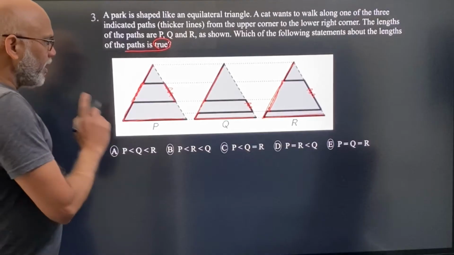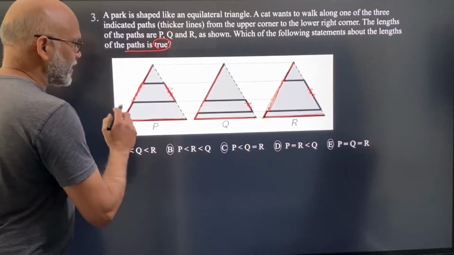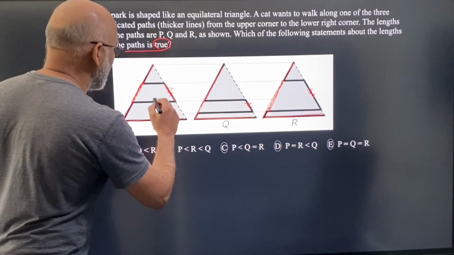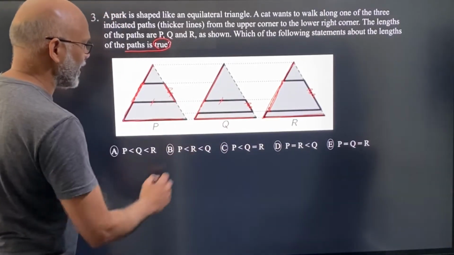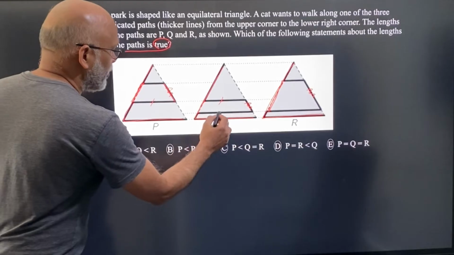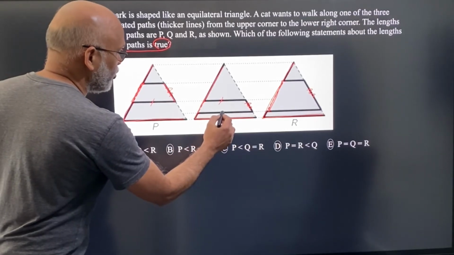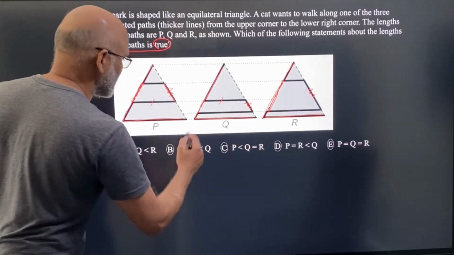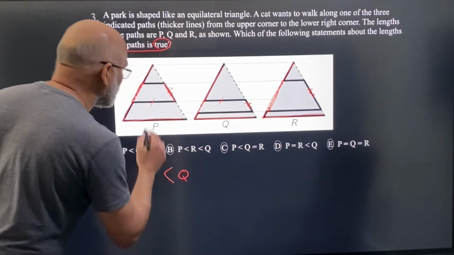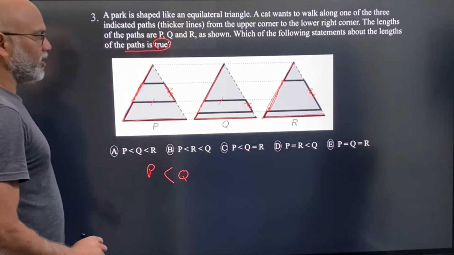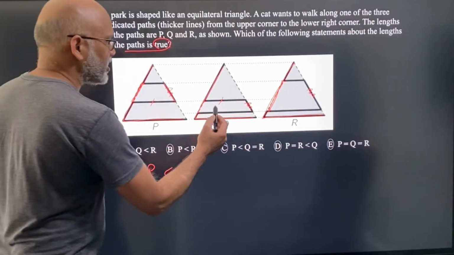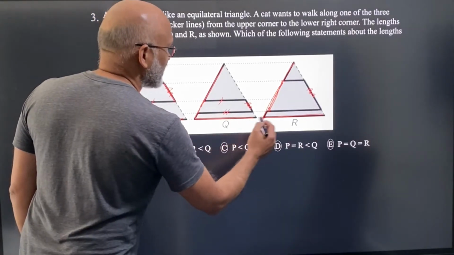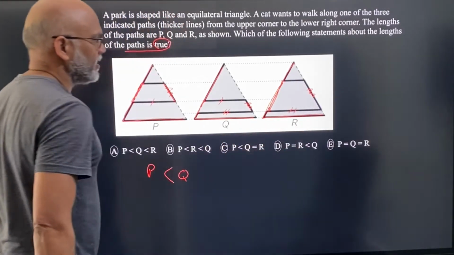Now, if you look at, let's compare P and Q first. P and Q, so this line is same as this line, right? However, Q is closer to the base, and as you can see, this is longer, right? Longer than this. Then Q has to be greater than P. All right. Now let's check Q and R. Q and R, this length is same as this length, right?